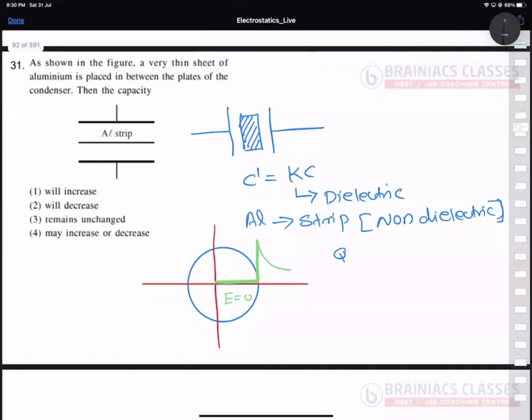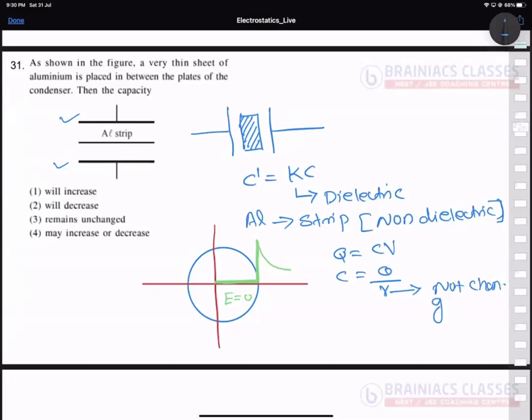So I know Q equals CV. C is equal to Q divided by V. Q is the charge on these two plates. That charge is not changing. Potential V is changing.